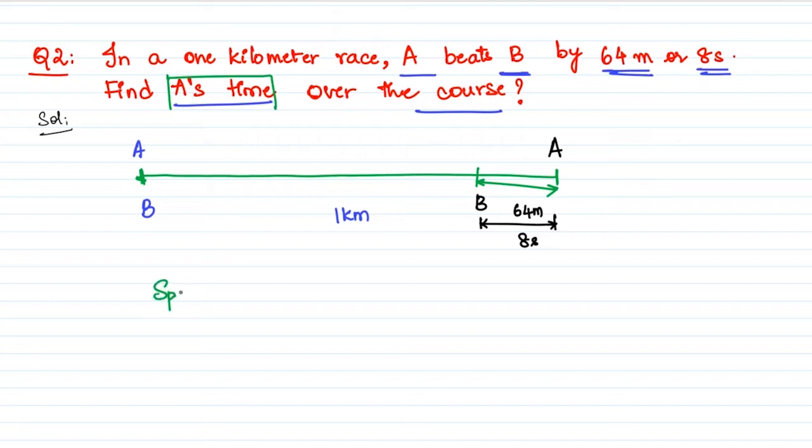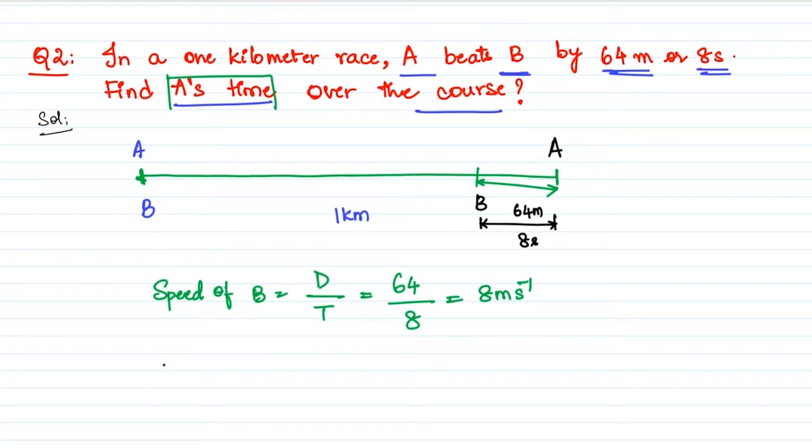So the speed of B is the distance covered by him divided by the time taken by him to cover that distance. So this will be nothing but 64 by 8, that is 8 meter per second. So the speed of B is 8 meter per second.